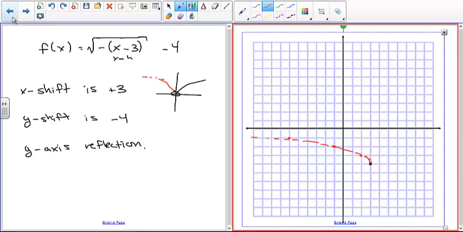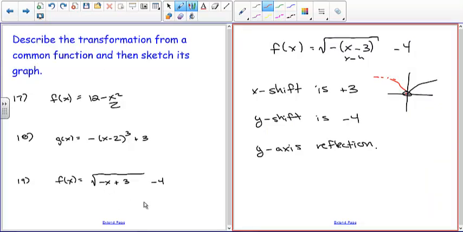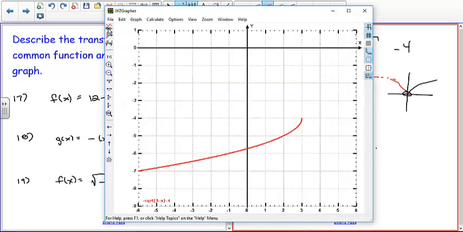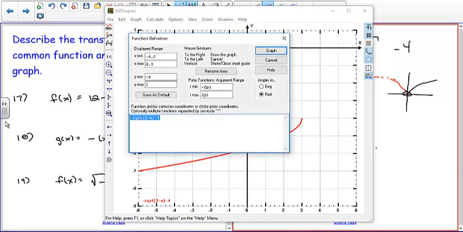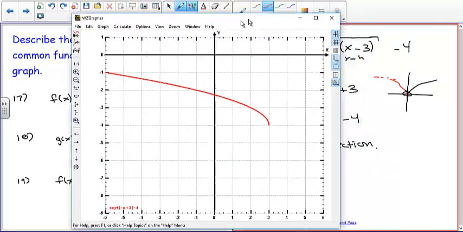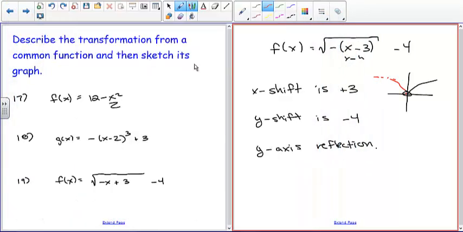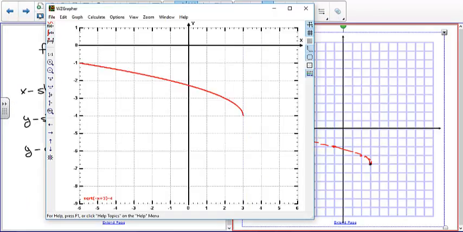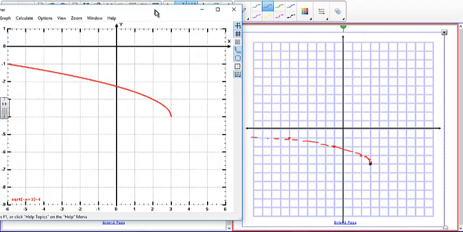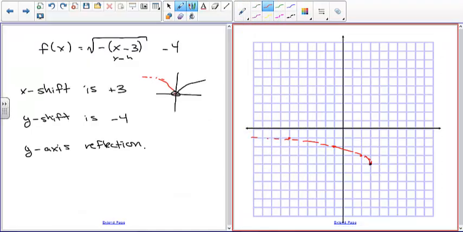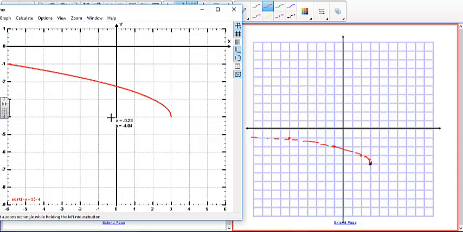Okay, so what we're going to do is go back to this original function, negative x plus 3 square root. So it's going to be the square root of negative x plus 3 minus 4, and we're going to graph that, and there it is. And then we can compare it with our plotted function, and you can see it looks pretty good, right? You know, over 1, up 1, over 4, up 2, over 9, up 3. So looks good.